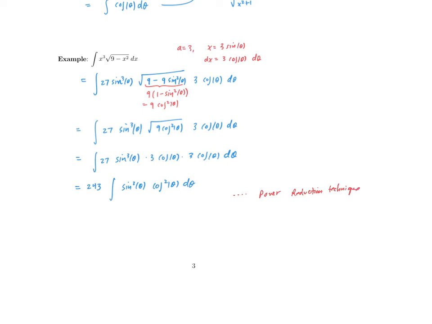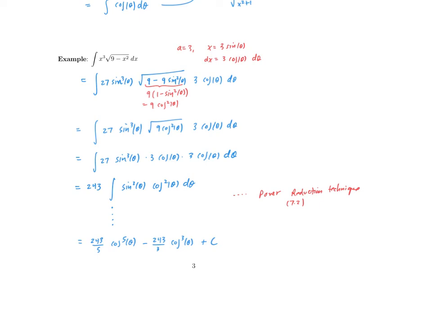This would be in our previous section, 7.2. I'm going to leave the details to you because I'm guessing you've already solved through. What you will end up with is 243 over 5 cosine to the 5th power theta minus 243 over 3 cosine cubed theta plus C.